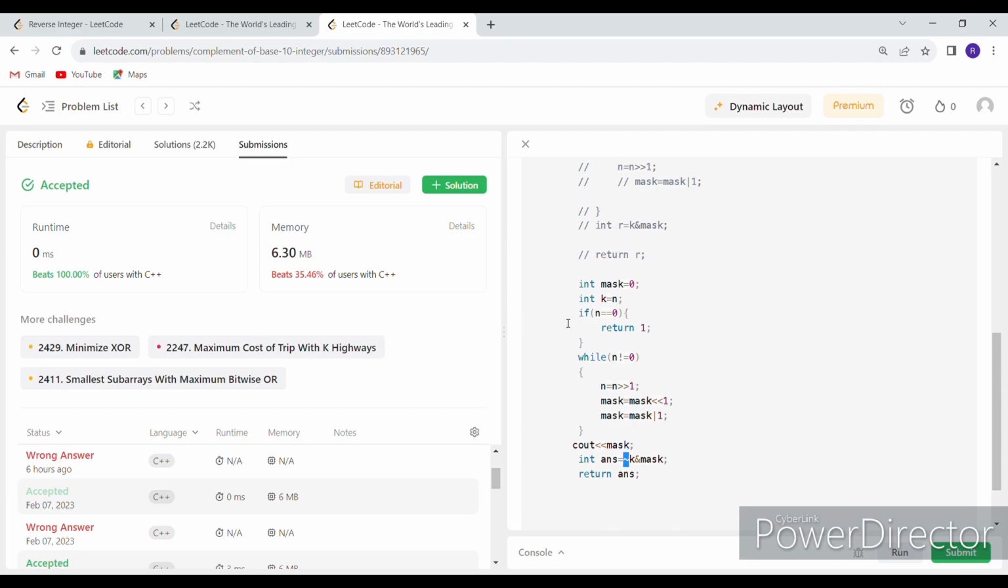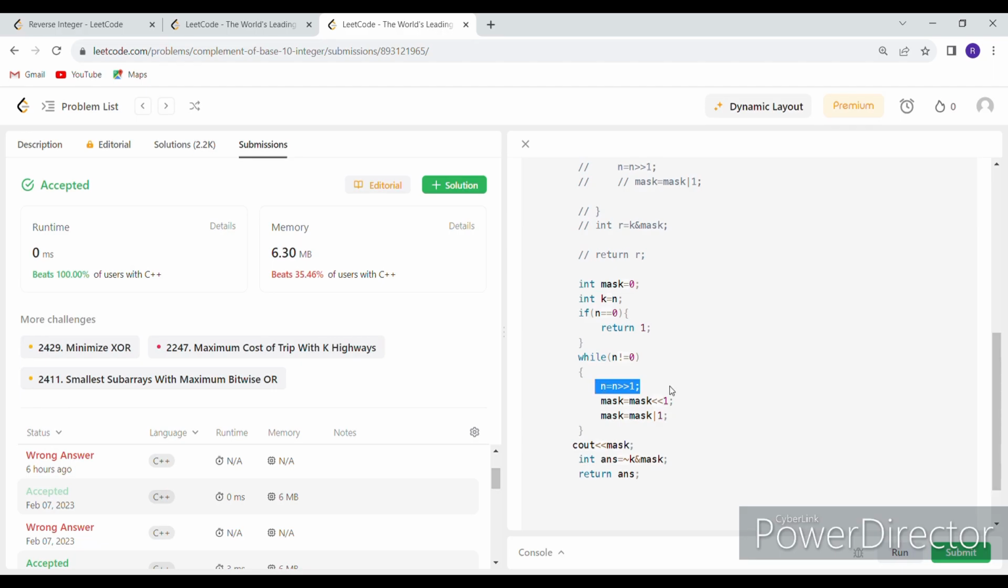So for that I am making a mask. What the mask will constitute is all the ones, and we will have that many ones which represent the number 5, rather than all the exceeding zeros. So we will apply a while loop and check whether the number is 0 or not. Until the number is 0, we'll continue doing it.